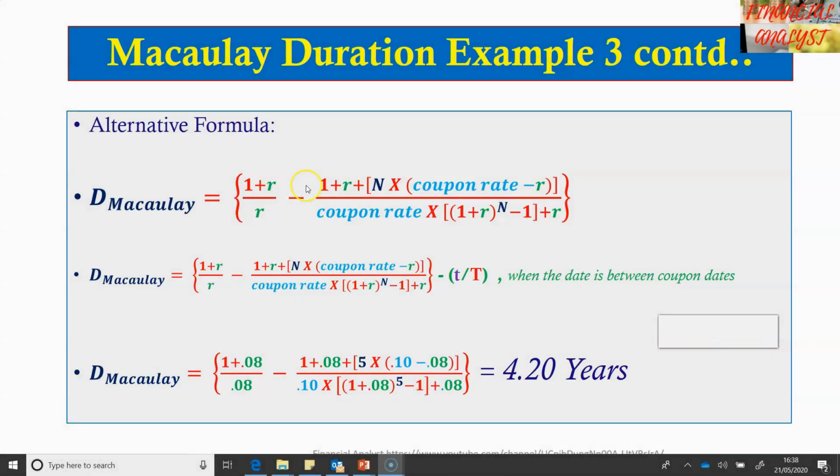If we want to calculate Macaulay duration in a formula directly and not use a table as in previous examples, here is the formula to do so.